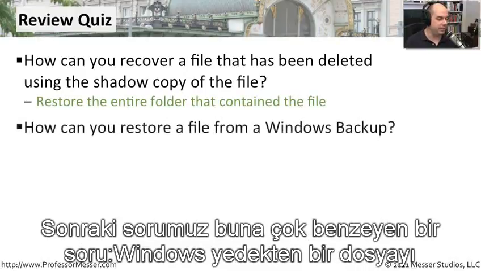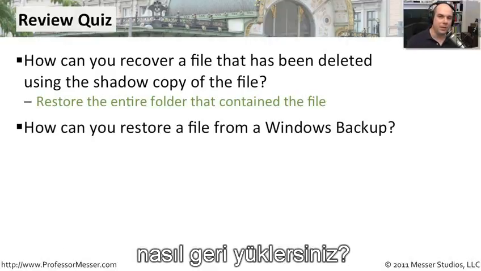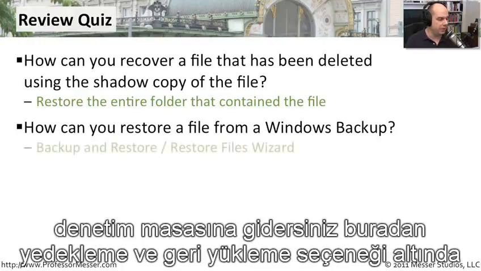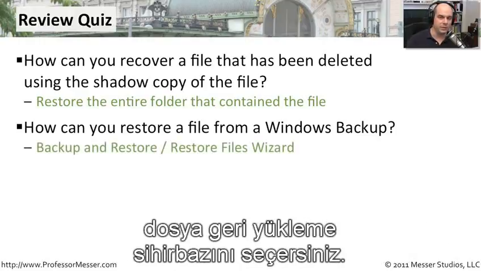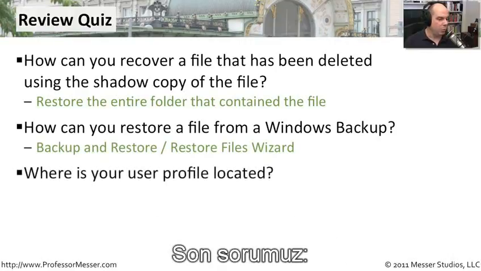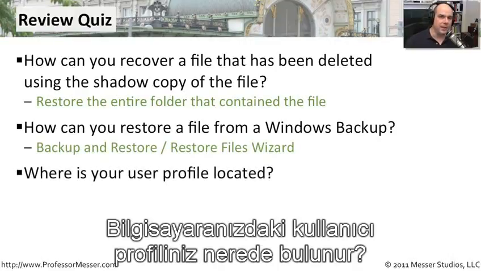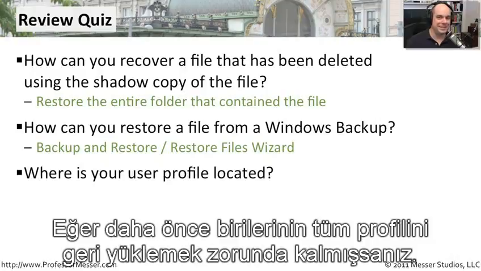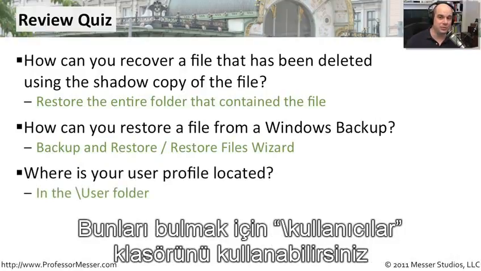Our next question, very similar question, how can you restore a file from a Windows backup? Well, that process is a little bit easier. Simply go to your control panel under Backup and Restore and choose the Restore Files wizard. And our last question, where is your user profile located? If you had to restore somebody's entire profile, you would want to look in the /user folder to be able to find that.